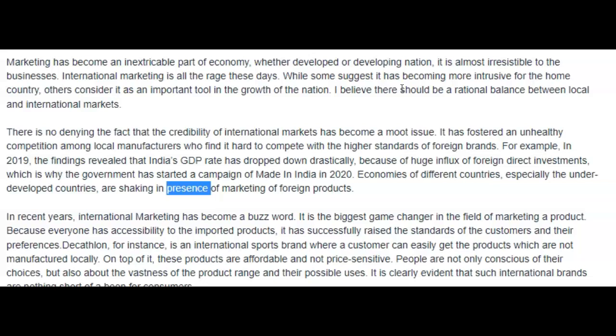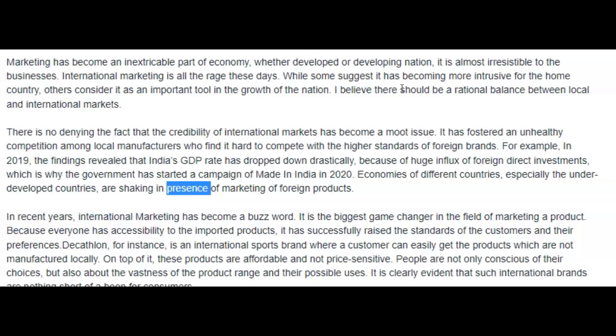Let's keep going. There is no denying the fact that the credibility of international markets has become a moot issue. What does that mean, the credibility of markets? I'm not sure about this. I really don't know. Of international marketing, maybe? This is unclear to me.